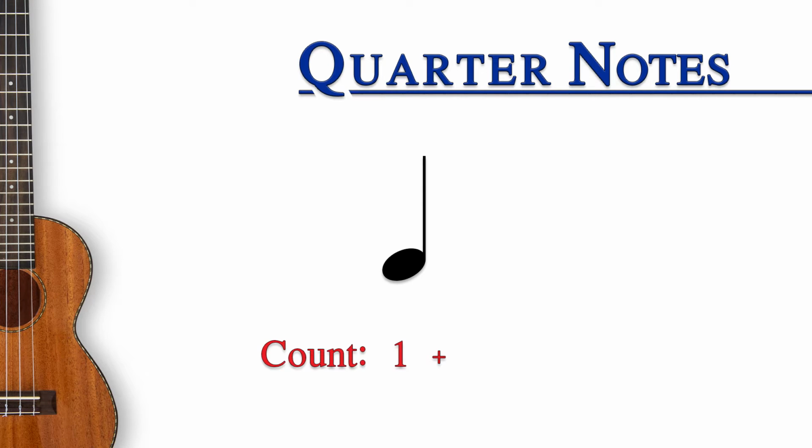If you place a quarter note on the downbeat of beat 1, its duration would last for the count of 1 and. Starting on the downbeat of beat 2, a quarter note's duration would last for the count of 2 and. And on beat 3, the count would be 3 and. And commencing on beat 4, the count would be 4 and.